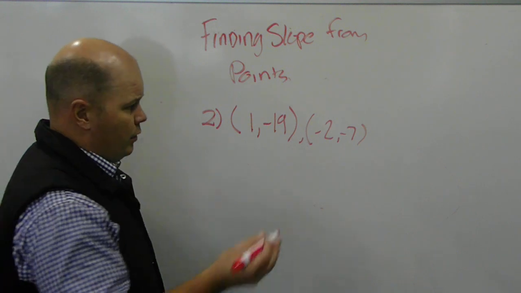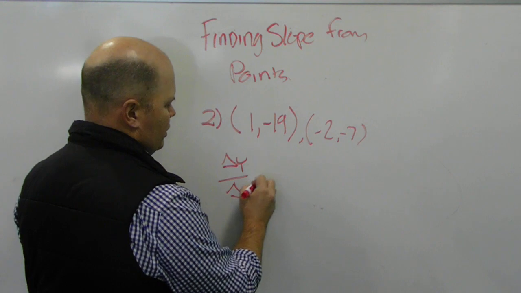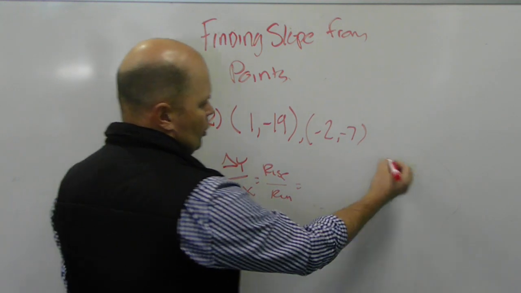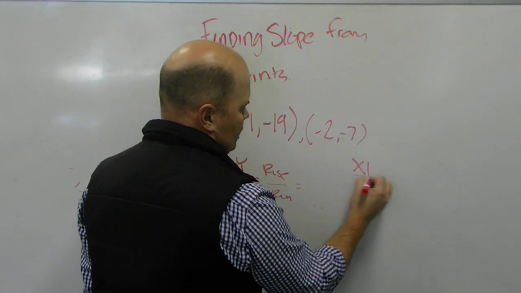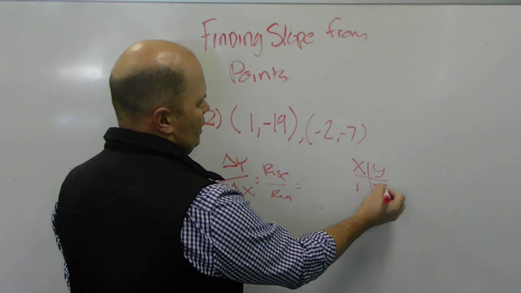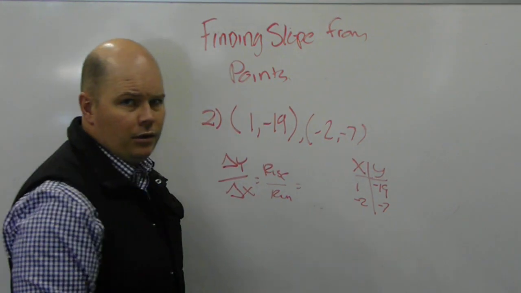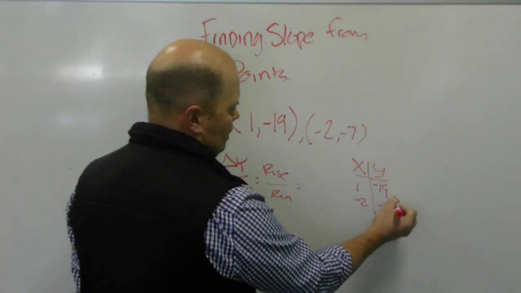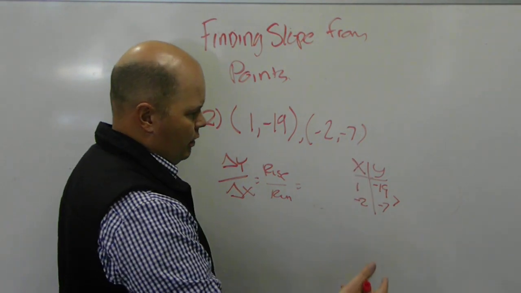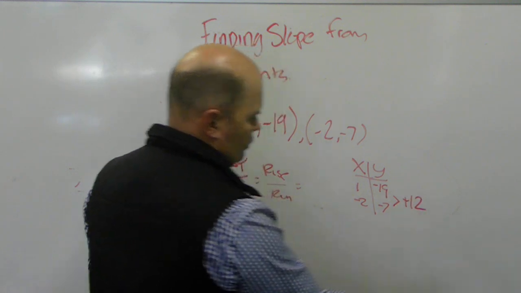Well, there's an easier way to do it. Remember, we're just looking at our change in y over our change in x, which is our rise over our run. So in this case, all I'm going to do is create an XY chart. And in that XY chart, I'm going to take my coordinates 1 and negative 19, and negative 2 and negative 7. And then all I'm going to do is say, how do I get from negative 19 to negative 7? Well, to get there, I have to add 9 to get to negative 10, and then I have to add 3 more to get to negative 7. So I'm adding 12 total.